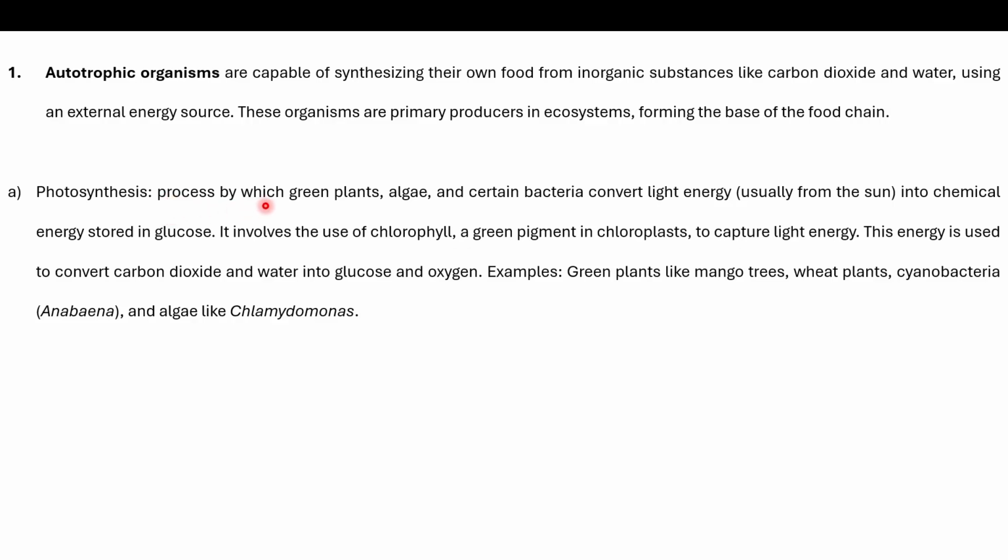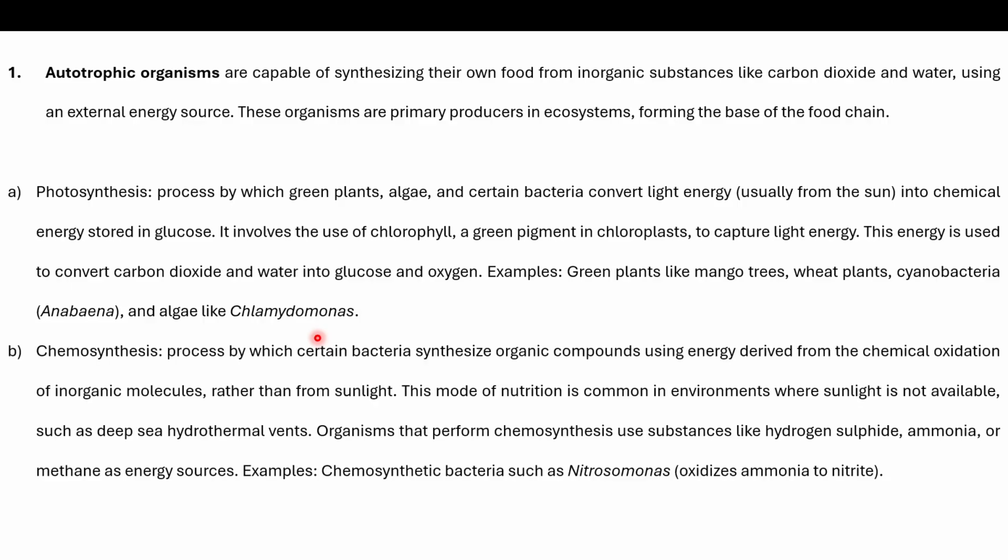This process is usually carried out by green plants, algae, and certain bacteria, which convert light energy, usually from the sun, into chemical energy stored in glucose. It involves the use of chlorophyll, a green pigment in chloroplasts, to capture light energy, and this energy is eventually used to convert CO2 and water into glucose and oxygen. Examples are definitely the different kinds of plants around us. Then cyanobacteria, like Anabaena. Then there are algae like Chlamydomonas, etc.